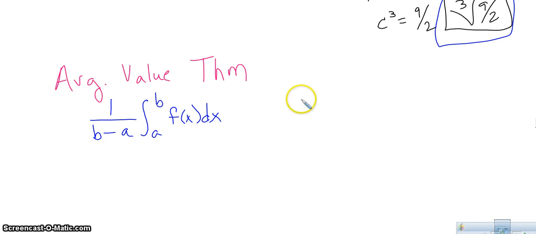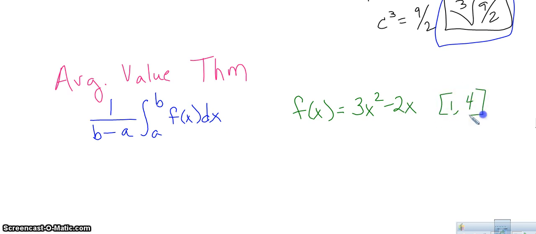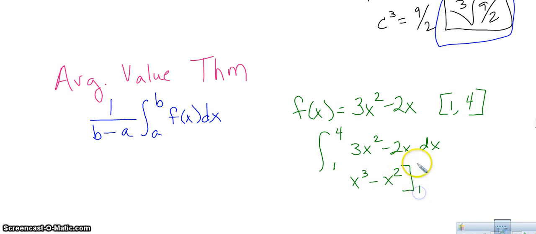So if I have this function, f of x equals 3x squared minus 2x on the interval between 1 and 4, to find the normal area, I would integrate from 1 to 4 of 3x squared minus 2x dx. And when I do that, I get x cubed minus x squared. And I integrate that between 1 and 4. And when I do that, I get 48.